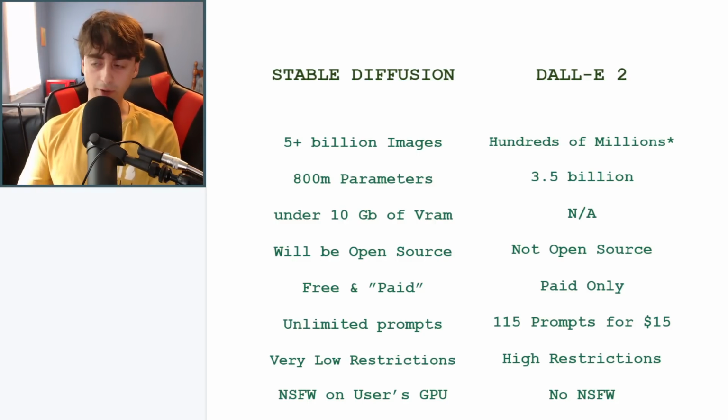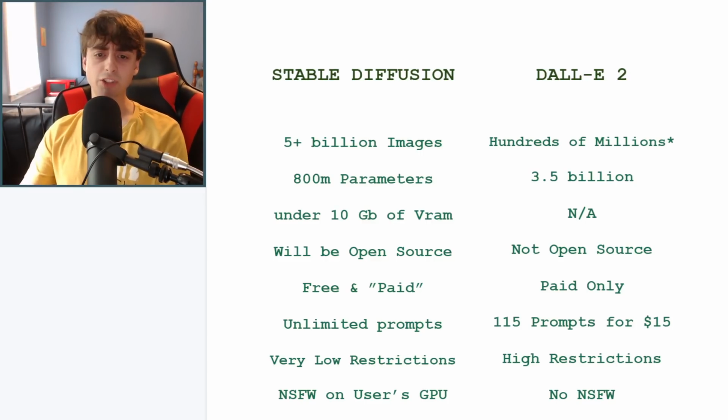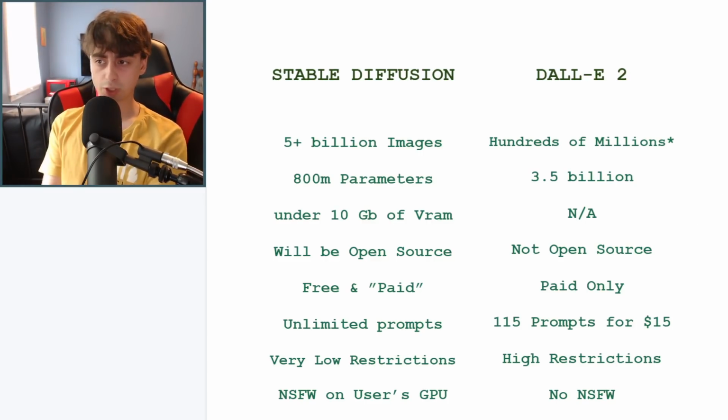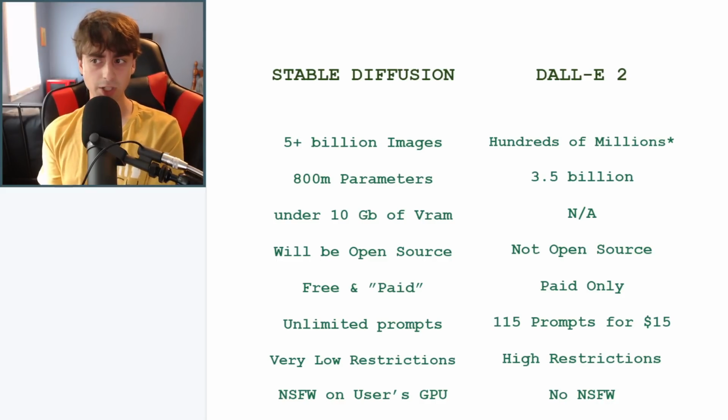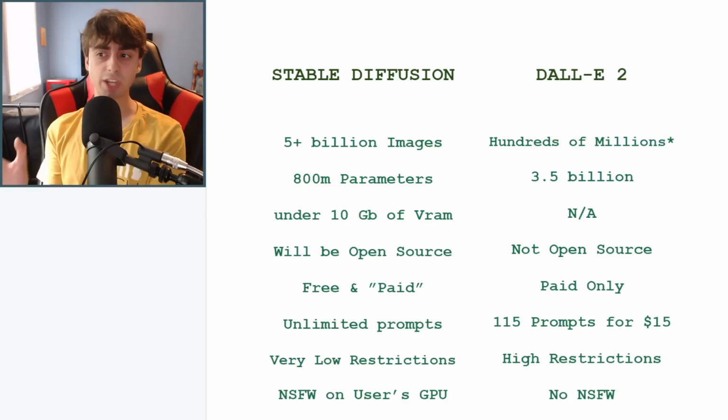I'm not super well informed on all of that, but it seems to be a pretty good dataset, pretty large dataset. And with Dall-E 2, we don't exactly know how many images it was trained on, but some reports have said it's hundreds of millions of images. I've heard the number 600 million images floating around, but we don't exactly know the specific details on that.